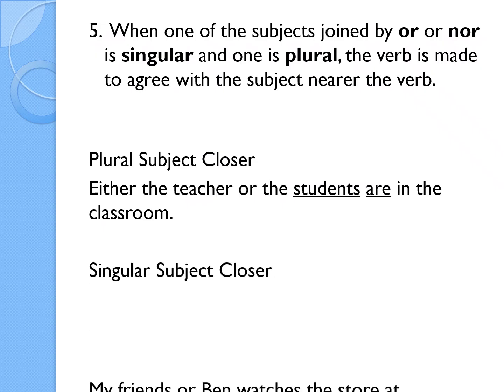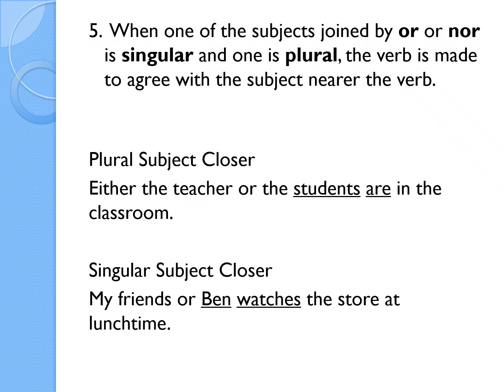But in this example, my friends or Ben watches the store at lunchtime. We have or used in the sentence and we have two subjects, my friends, plural, and Ben, only one person, so singular. So Ben, as a singular subject nearer to the verb, must be followed in terms of the number of the verb. So the verb becomes watches, singular, because Ben is singular. The subject nearer to the verb is Ben, a singular subject, so it must have a singular verb.